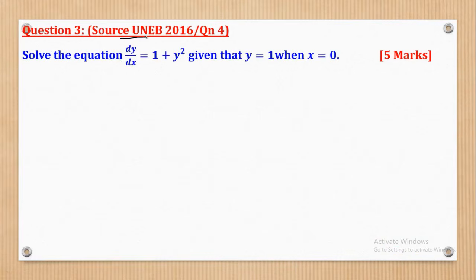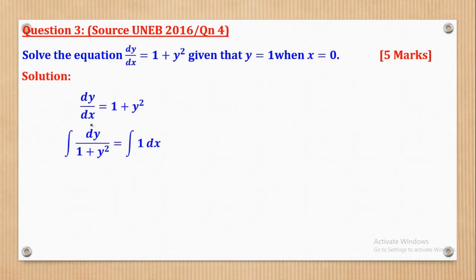Question 3, which came from UNEB 2016, paper 1, question 4, says: solve the equation, given that y is equal to 1 when x is equal to 0. So first of all, we shall separate the variables and put integrals on both sides. Then we integrate. So integrating this gives you tan y, and integrating this gives you x, plus the constant of integration.